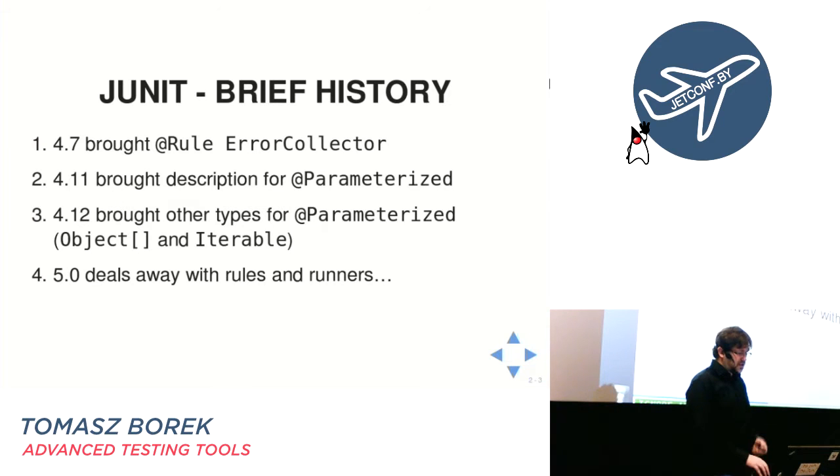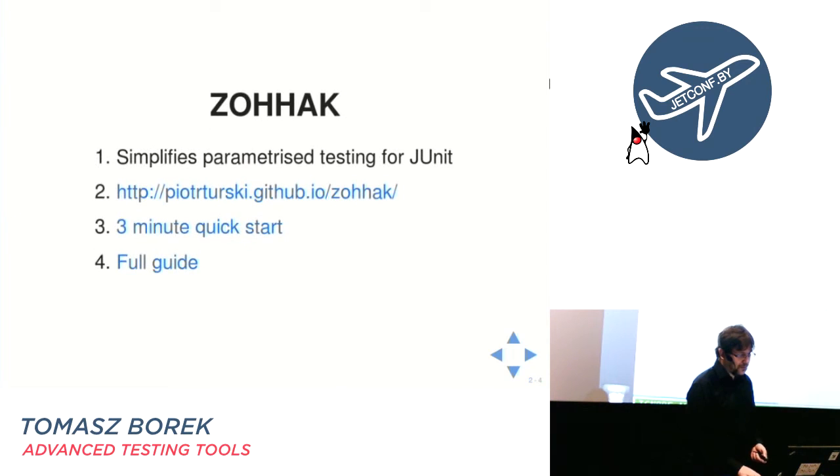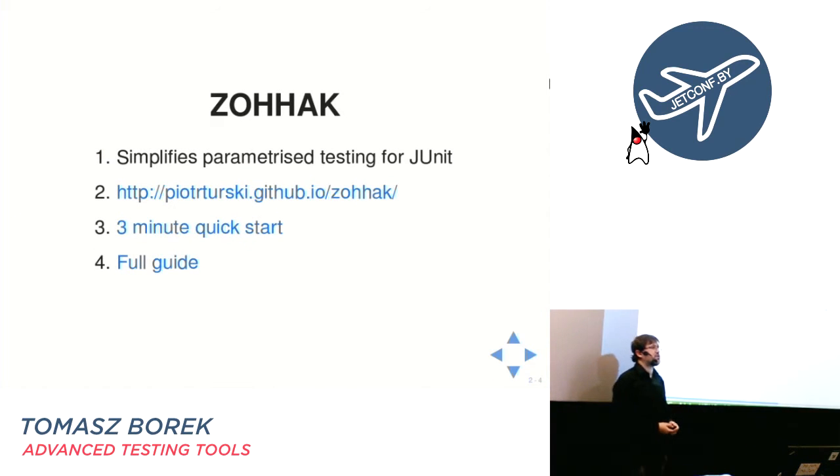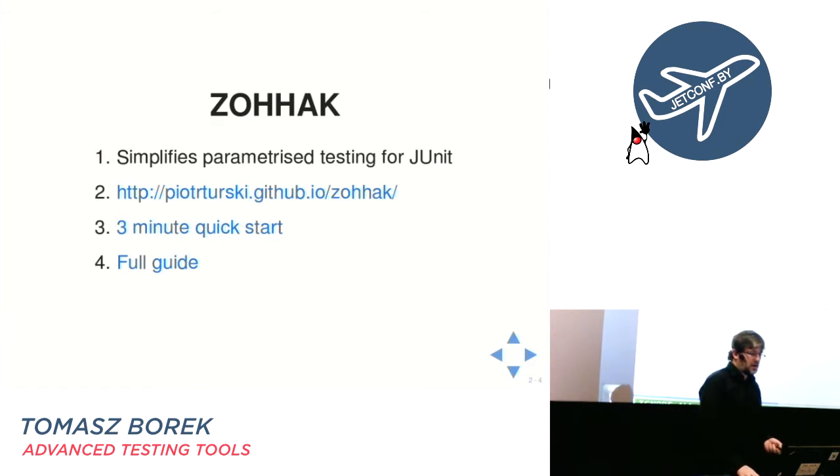Now 5.0 does away with rules, with runners and a number of other concepts, but let's not rush here. Zohhak. Zohhak is the first Polish accent here which I'm bringing in, and this is simplified parametrized testing for JUnit. In just 3 minutes you will be able to tell how it looks. If you spend 30 minutes, you'll be able to use it quite fluently.